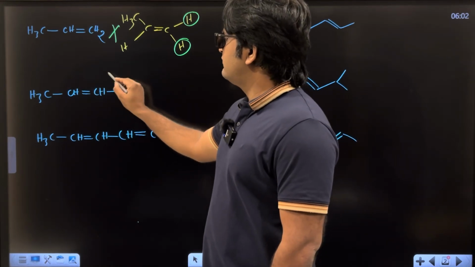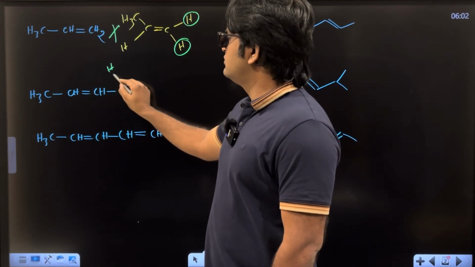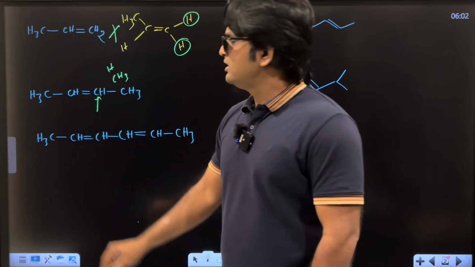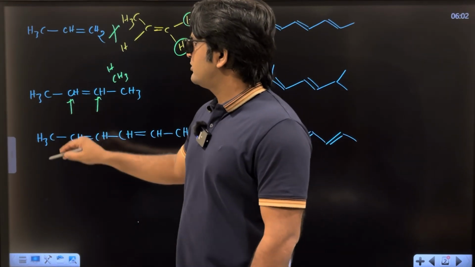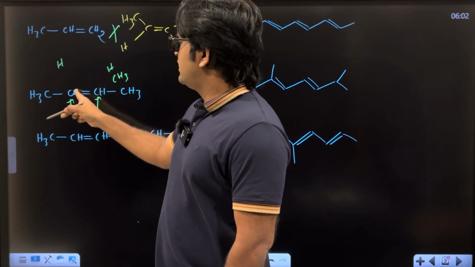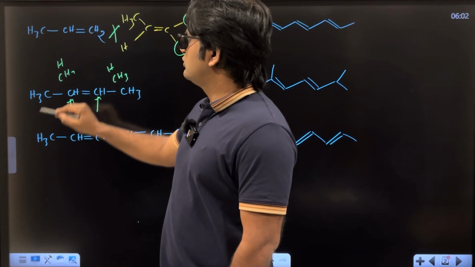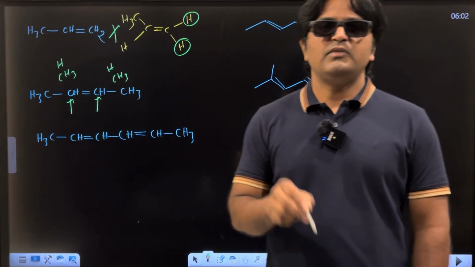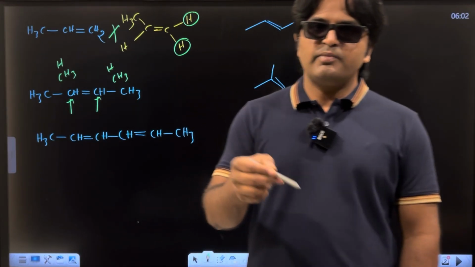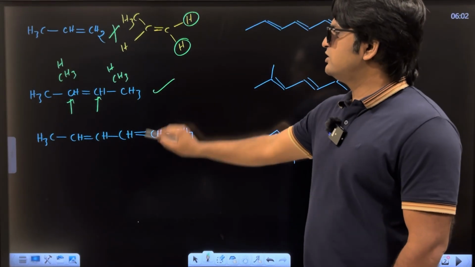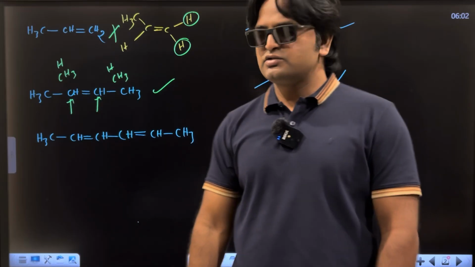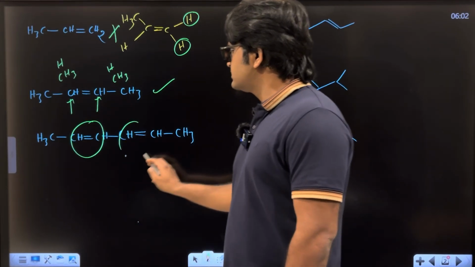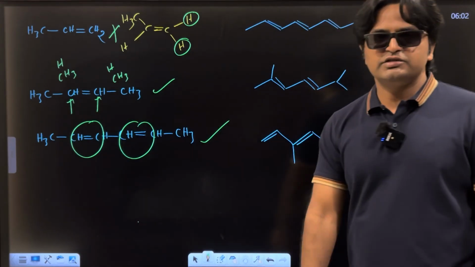Come to the second one here. On this carbon atom, what is the substitution? One is hydrogen, one is a methyl group on this sp2 carbon atom. Next, on this sp2 carbon atom, what is the substitution? One hydrogen and one methyl group is present, right? So there is restricted rotation of the C-C bond and proper substitution is also present. This molecule can exhibit geometrical isomerism. Next one, these two double bonds can show geometrical isomerism.